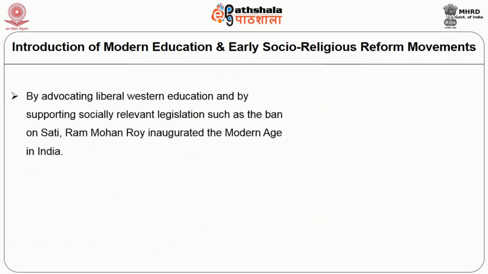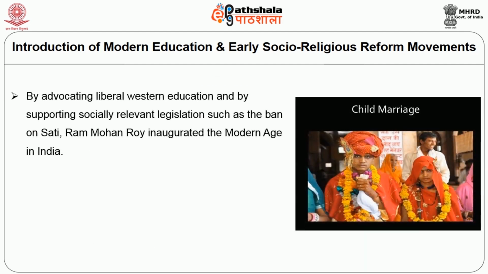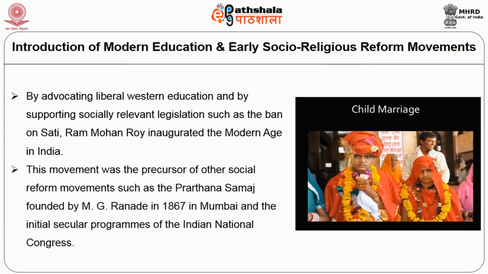By advocating liberal Western education and by supporting socially relevant legislation such as the ban on sati, Ram Mohan Roy inaugurated the modern age in India. This movement was the precursor of other social reform movements such as the Prarthana Samaj founded by M.G. Ranade in 1867 in Mumbai, and the initial secular programs of the Indian National Congress.